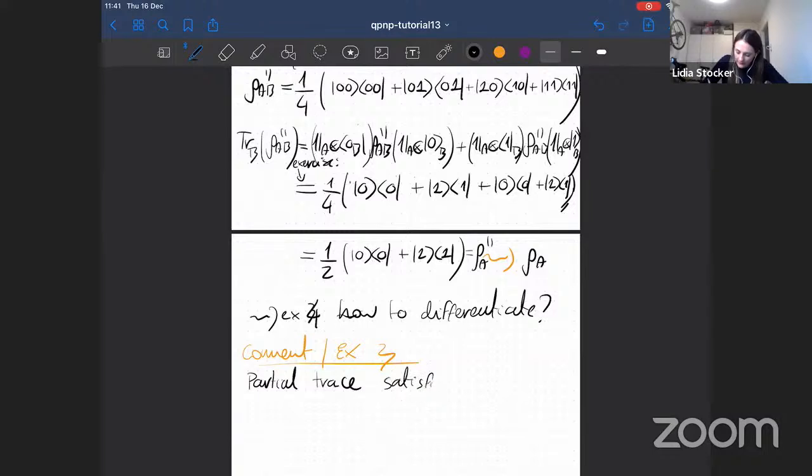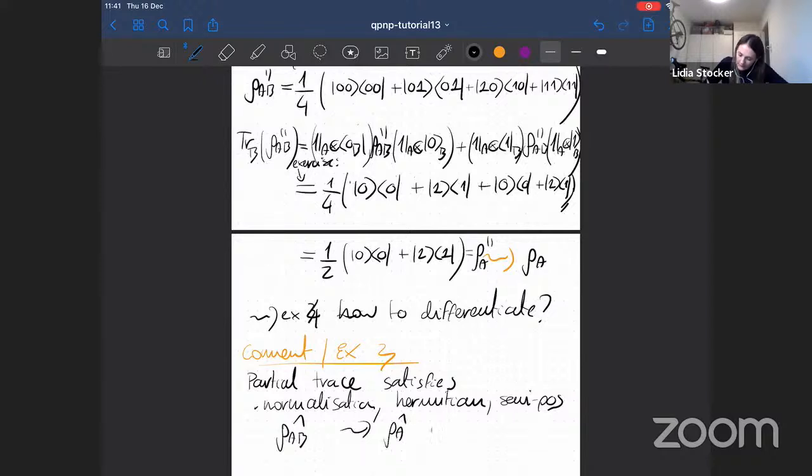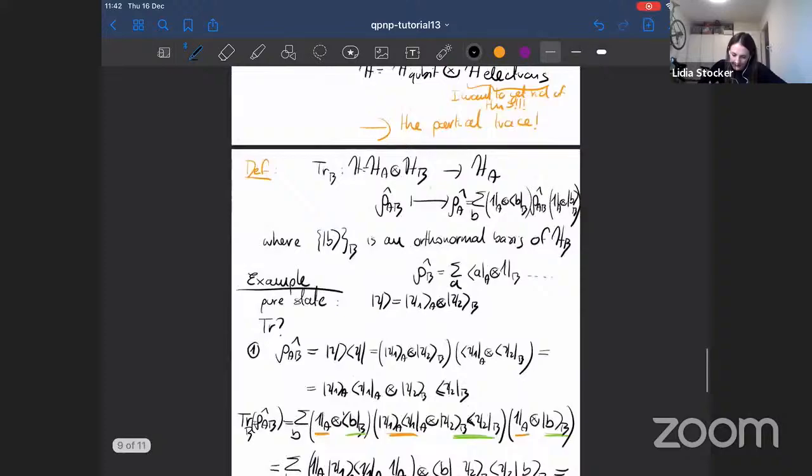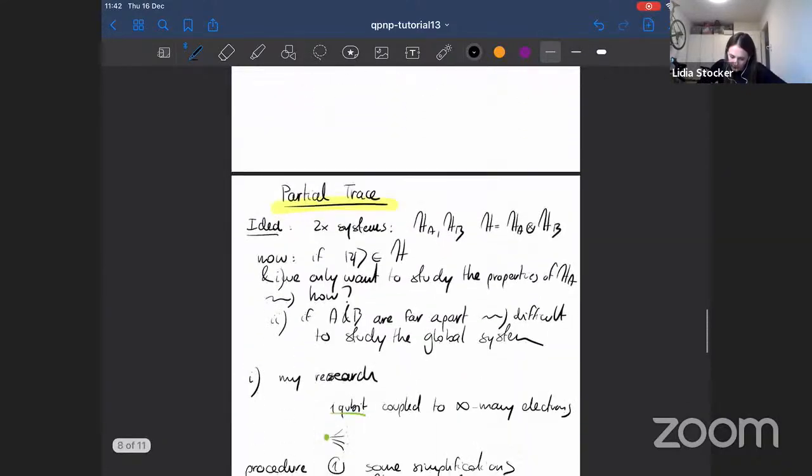satisfies normalization, it's Hermitian, and semi-positive. And so if we have rho AB a density operator, it follows that rho A is also a density operator. Because these 3 properties were exactly the 3 properties we saw here.